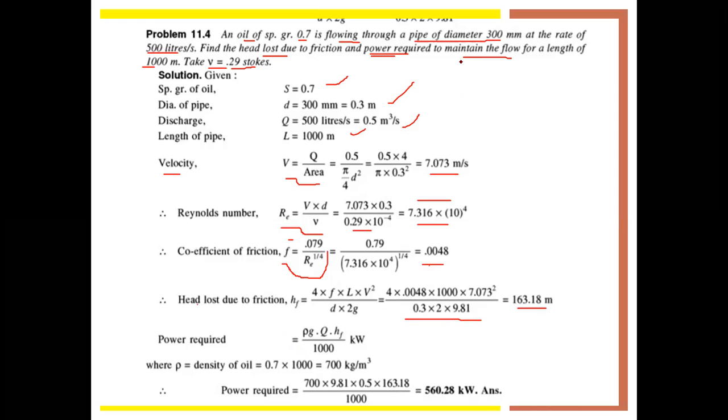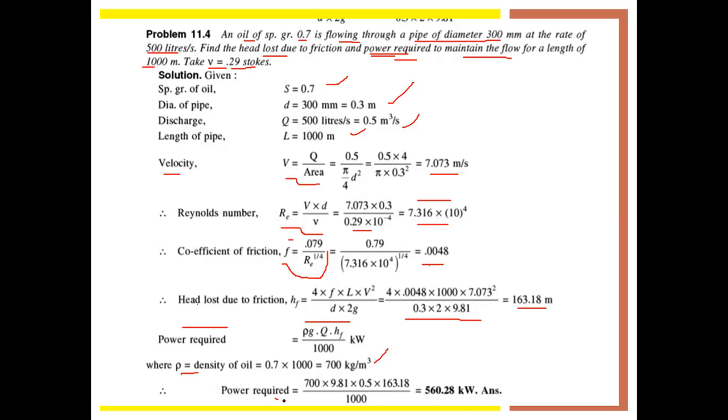So next, what is the thing to find? They ask you to find the power required. The power required is equal to rho into G into Q into HF by 1000. Then what is rho here? The density of the oil. What density of the oil did he give? He gave 0.07. So rho has to be converted, so 0.7 into 1000, that is equal to 700 kg per meter cube.